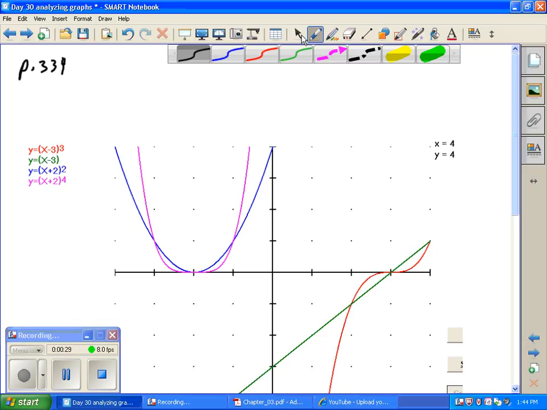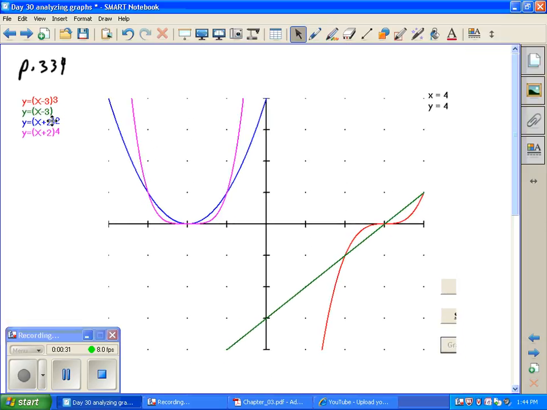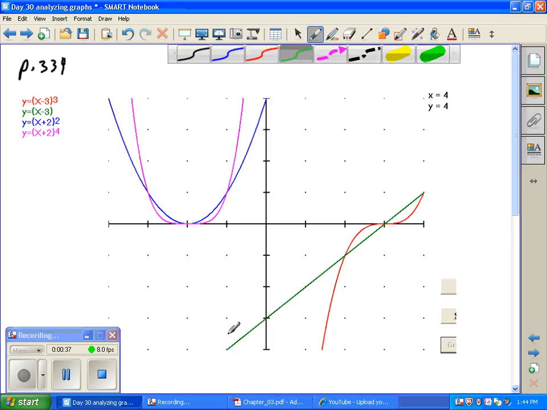Their equations are over here. This green line is the equation y equals x minus 3. You can see because it's a linear equation, its y-intercept is -3, but also its x-intercept is +3. Plug in a 0 there, or 3 there, you get 0 for y. And so it goes through this point. This red equation here also goes through that point.